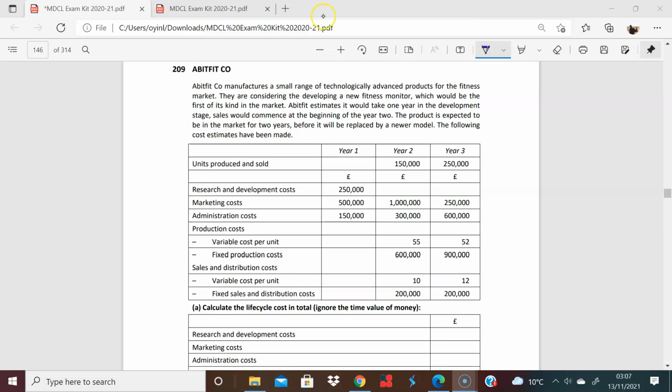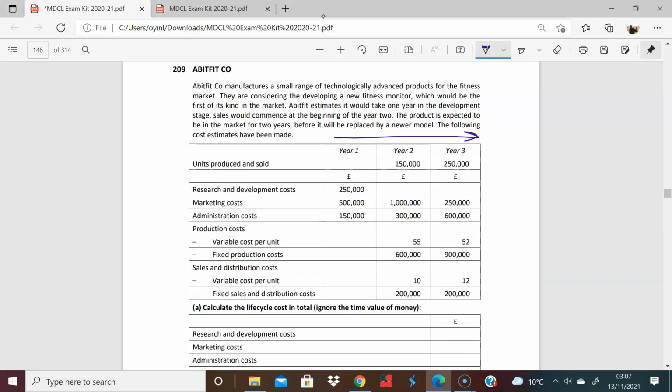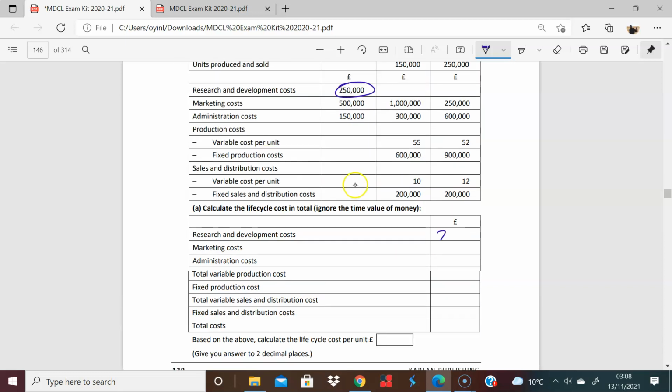Okay, so AbiFit. With life cycle costing, the whole idea is that we want to measure all the costs over the life of the product, as we earlier discussed, from start to cessation, and take that as an average, if you like, over all the units that will be produced over that time. So let's do that. Research and development we see here is 250. Put that in there. Total marketing costs, of course, are the 500,000 plus the 1 million plus the 250,000.